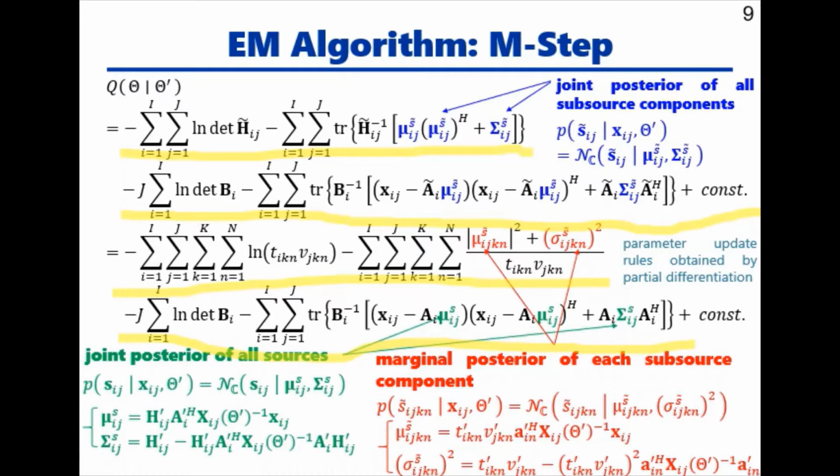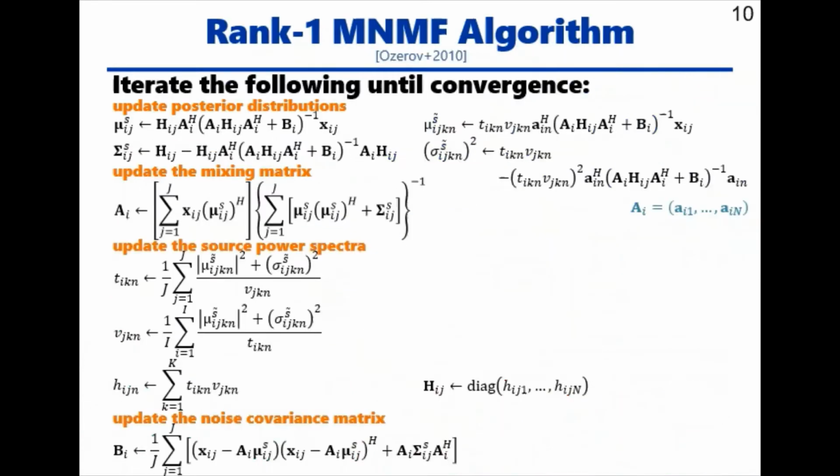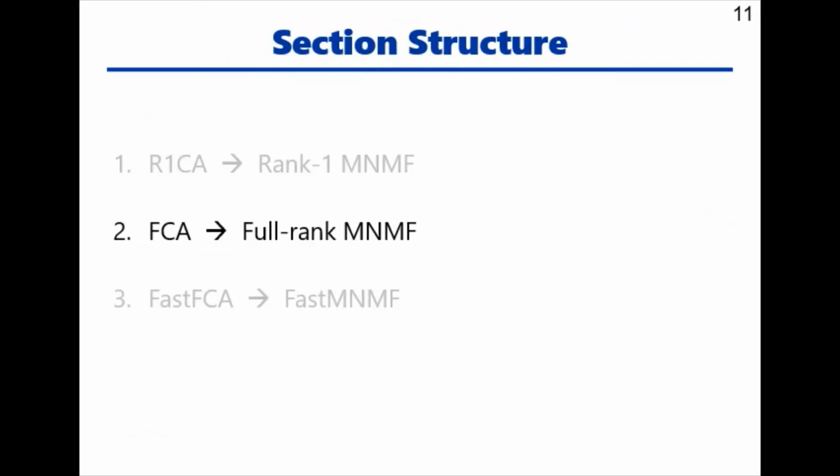Parameter update rules are obtained by partial differentiation of this Q function. This is the pseudocode of the EM algorithm for rank 1 MNMF. Now we talk about extending FCA to full rank MNMF.